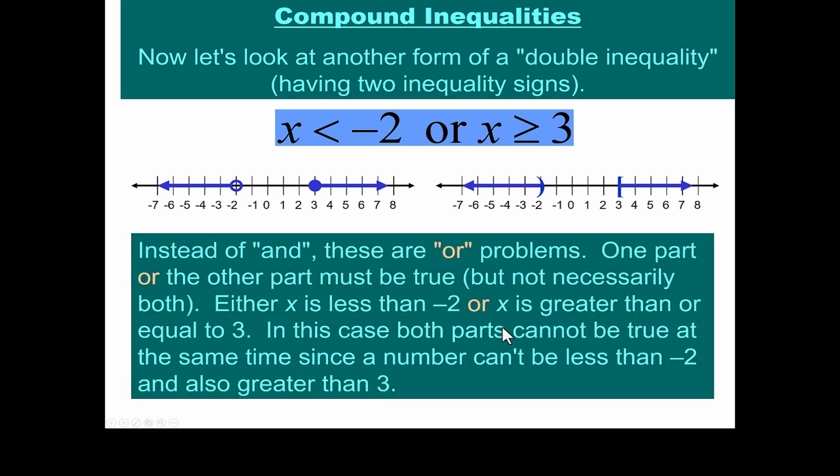Instead of and, these are OR problems. One part or the other part must be true, but not necessarily both. Either x is less than -2, or x is greater than or equal to 3. In this case, both parts cannot be true at the same time, since a number can't be less than -2 and also greater than 3 at the same time.